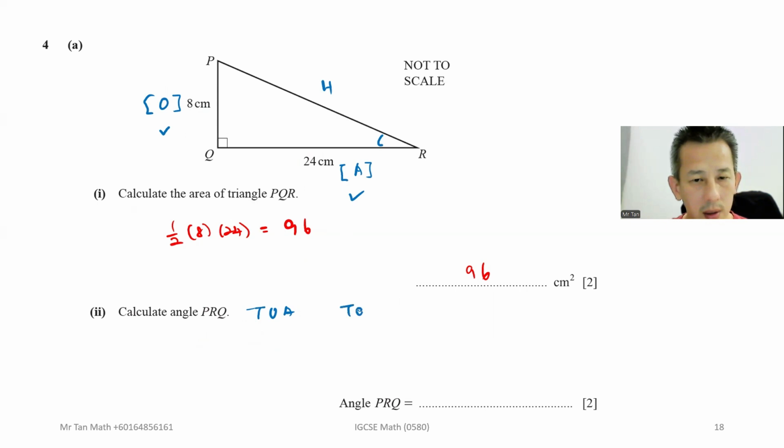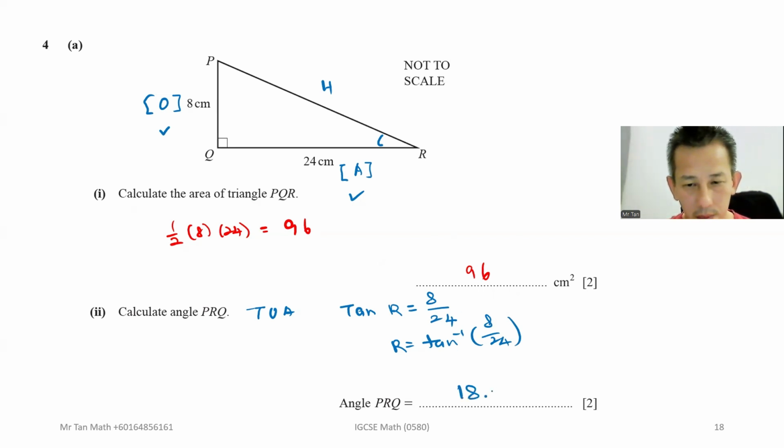So tangent R is equal to O, which is 8, over A, which is 24. So R is equal to shift tangent of 8 over 24. You should get 18.4 degrees, 1 decimal place.